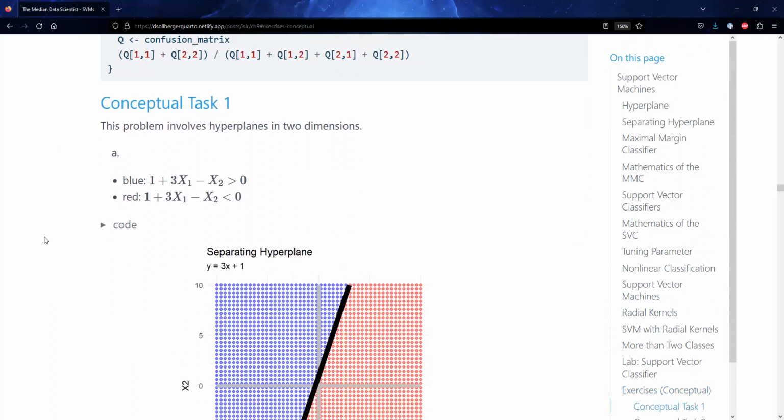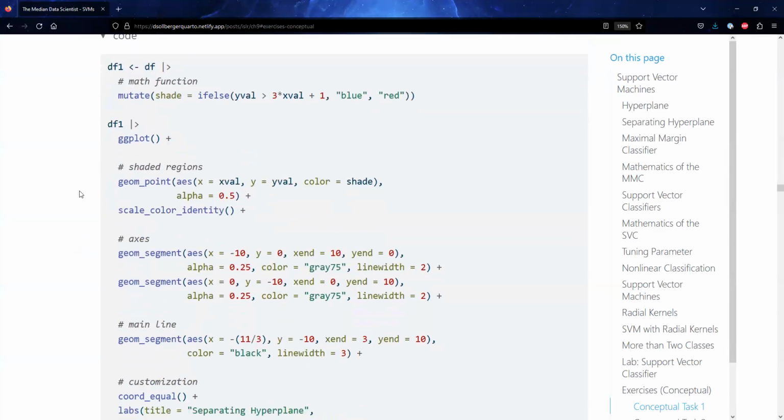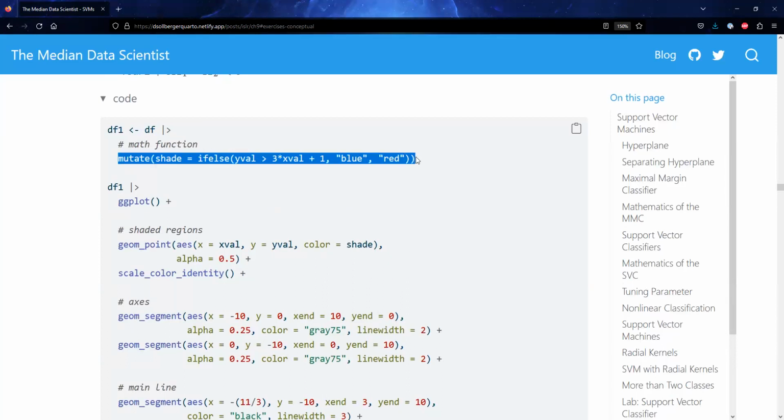All right, problem number one asked us to graph these two functions here in terms of x1 and x2. That's the equation of a line and an inequality in each instance. And that's what we get here in this picture. For my approach in the data frame, I literally have a column that says if the y value is bigger, color blue, otherwise color red.